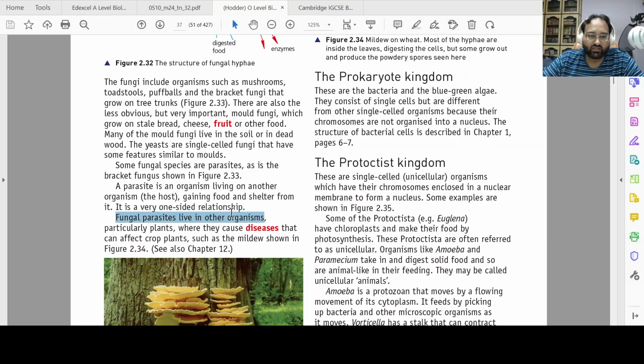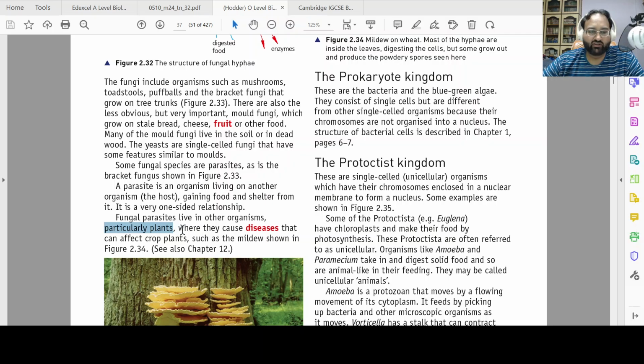Okay. So fungal parasites live in other organisms, particularly plants. There are few parasites that infect humans. There are, but they're few. A lot of these, like most fungi, are saprophytes. What are saprophytes? That will come later as well. They basically feed on dead organic material, so stuff that is no longer living.